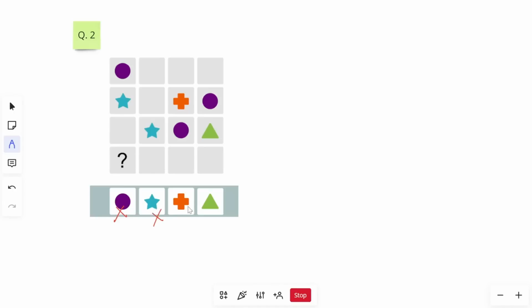Then we have plus and triangle. If we put a plus here, then triangle has to go there. But triangle cannot come in this row because there is already a triangle. So it is mandatory that we put a triangle here, and then when we put a plus here, there will be no problem. So the correct answer in this case is going to be triangle. The question mark will be replaced with triangle.